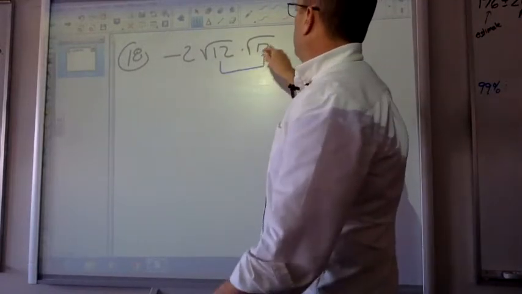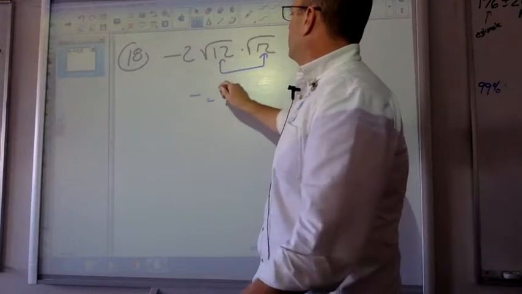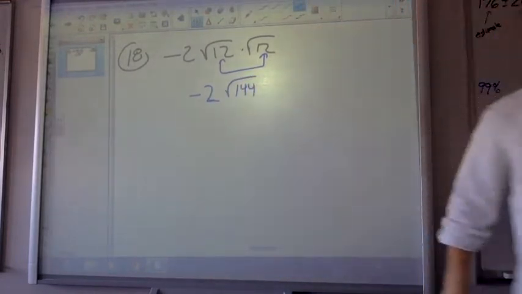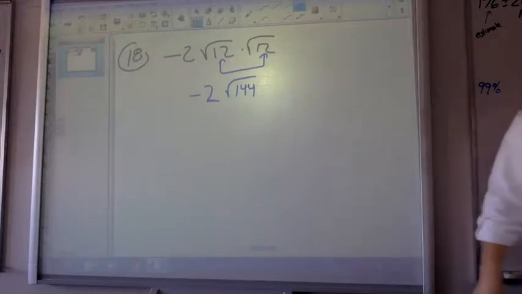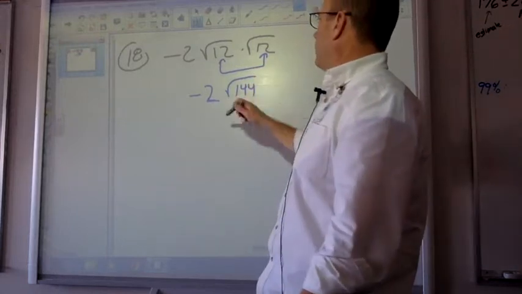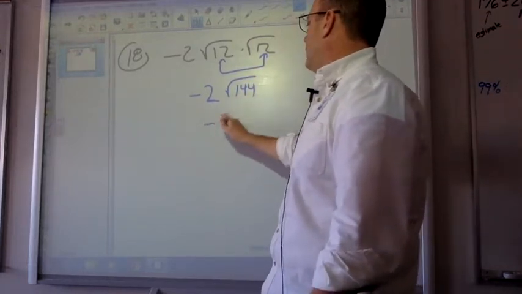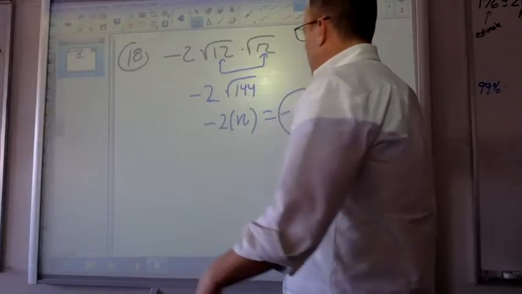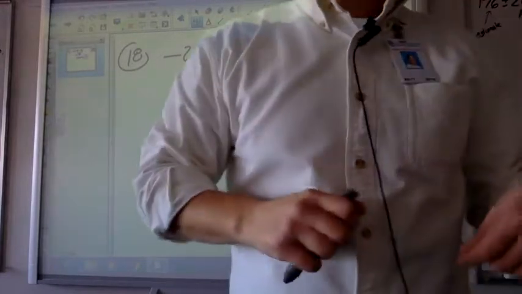If I multiply those 2 together, do I get this? Is 144 a perfect square? I hope so. I multiply the exact same number together. So what's the square root of 144? 12. So I get -2 times 12, which gives me an answer of -24, and that's done. Second question.